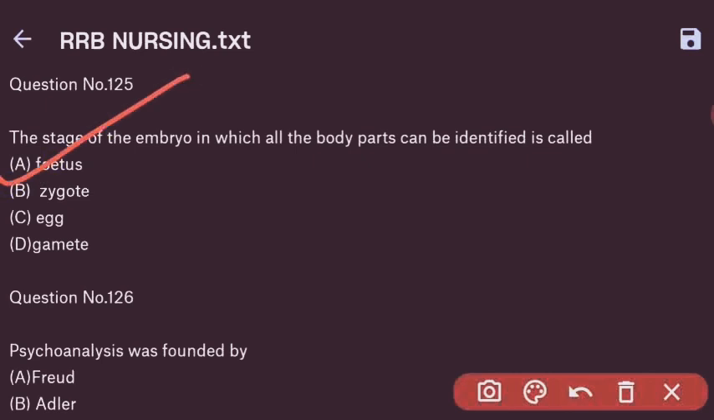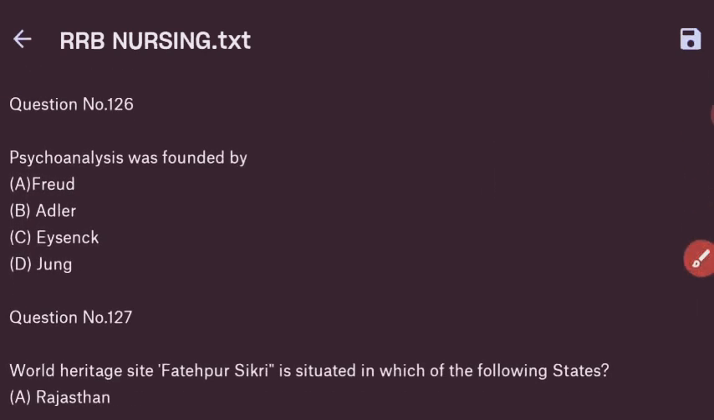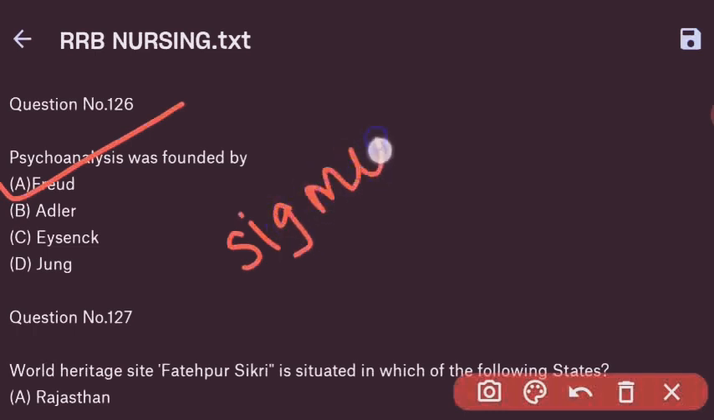Okay. In this stage we can identify all the body parts. Okay. Next question. Psychoanalysis was founded by, so here our right answer is Sigmund Freud. Okay. Psychoanalysis is founded by Sigmund Freud.